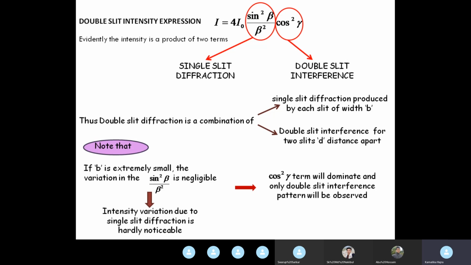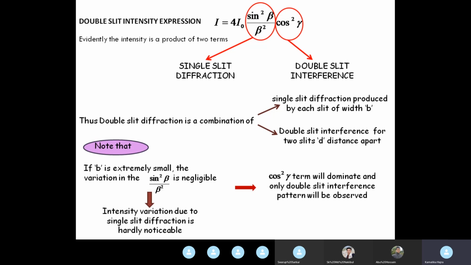So if you have a double slit setup where the two slit widths are extremely small, then you won't be able to see the effect of diffraction. That exactly is what happens in Young's double slit experiment. In Young's double slit experiment, we see only the cos square gamma pattern. We do not see the sine square beta by beta square pattern.